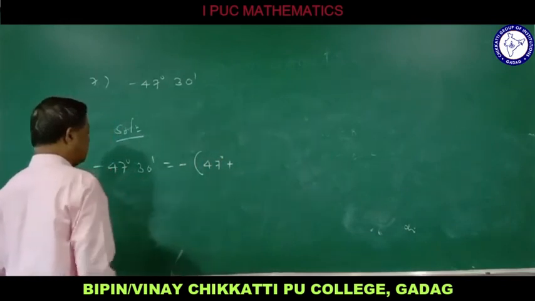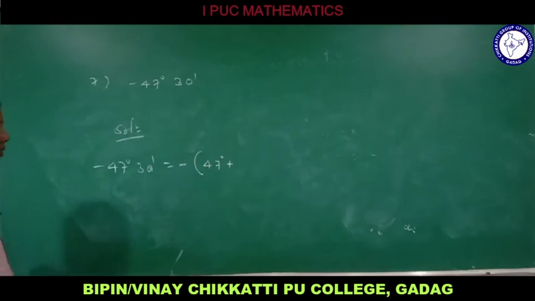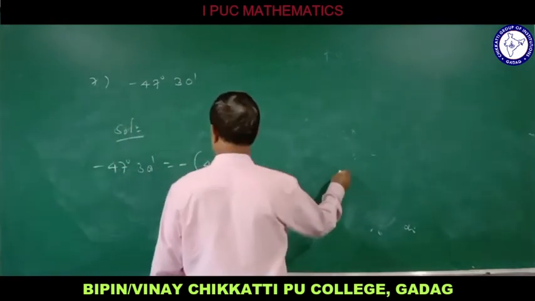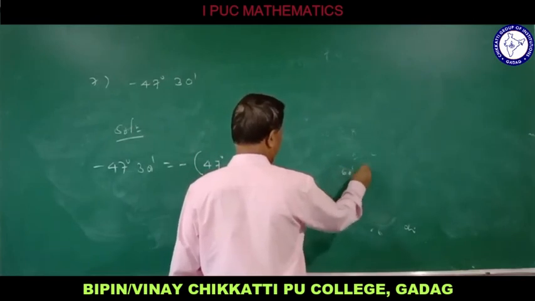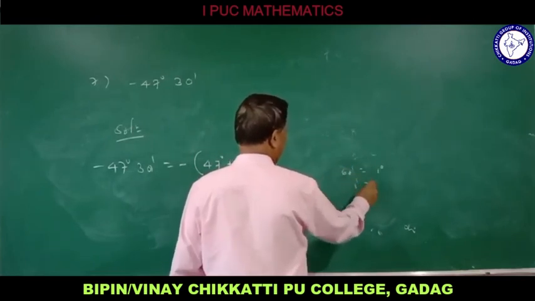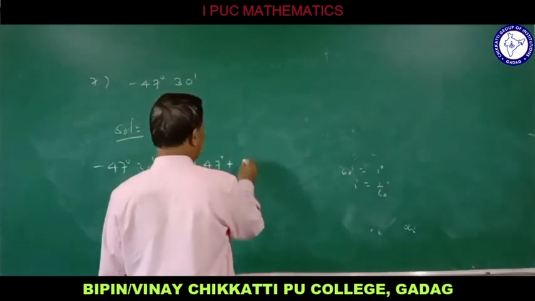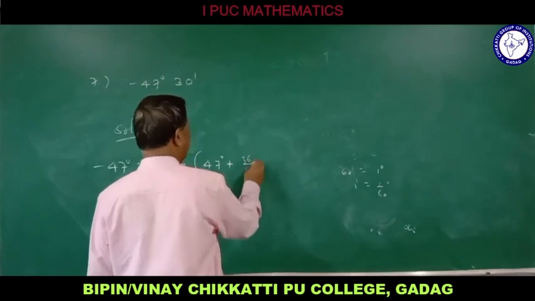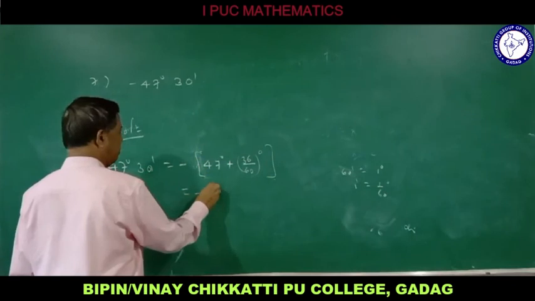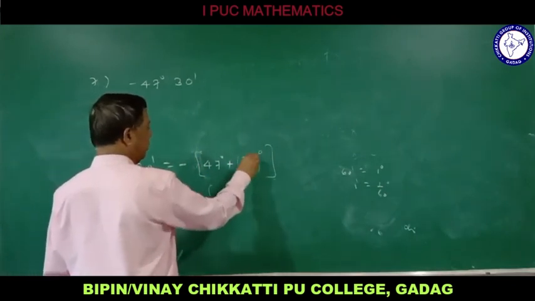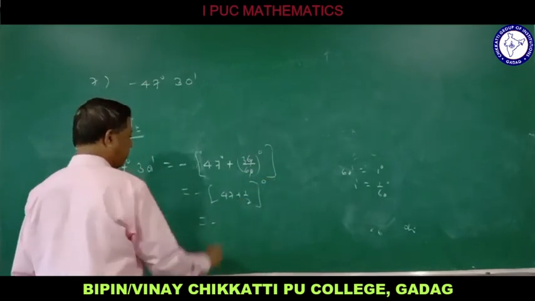So here you have to understand how many minutes is equal to 1 degree? 60 minutes. See here, try to understand, 60 minutes is equal to 1 degree. 1 minute equal to 1 by 60 degree. So here 30 minutes means 30 by 60 degree. Try to understand this. And minus 47 degree, that is plus 1 upon 2 degree. You have to simplify this.